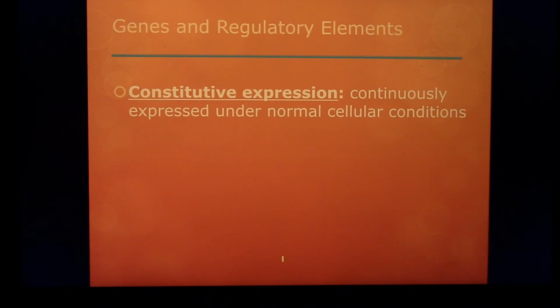We've got genes and regulatory elements continued. Now we've got a term called constitutive expression. And this just means that the gene is continuously expressed under normal cellular conditions. So what kind of genes might you always need to be expressed? Well, ribosomes. You are always going to need ribosomes in your cells. So those are going to be continuously expressed, or in other words, constitutively expressed.